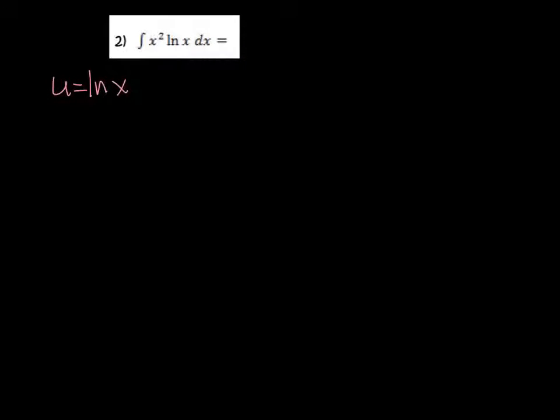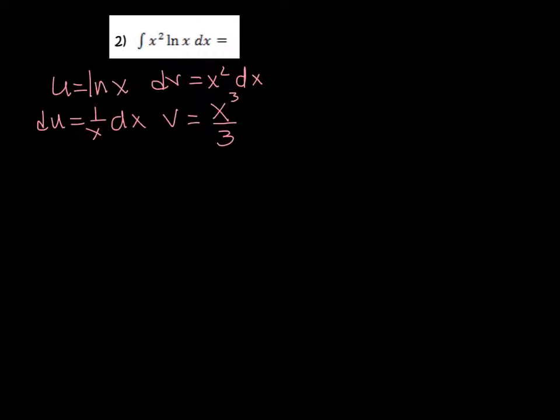In that case, differential of v would be x squared times dx. Then, if you find the differential of u, that will be 1 over x times dx. And if we find the integral of x squared times dx, we need only basic rules, and that will be x cubed over 3. And remember that I'm not going to write the constant here, because we want to write just one constant at the end.